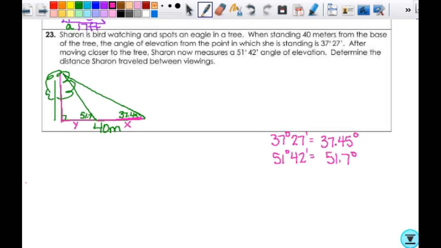So if I find that using this big triangle here, I'm going to use this 40, this 37.45, and this right here. If I find all that, or use all that, I can find this. Then I can use this smaller triangle and find the y part that I need.